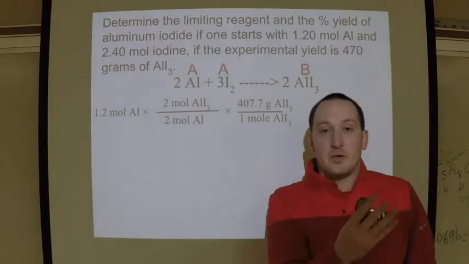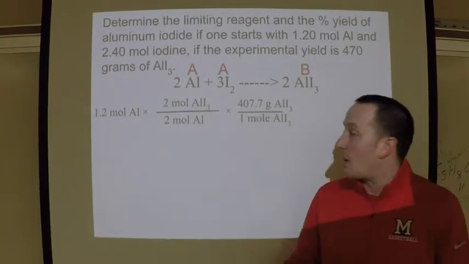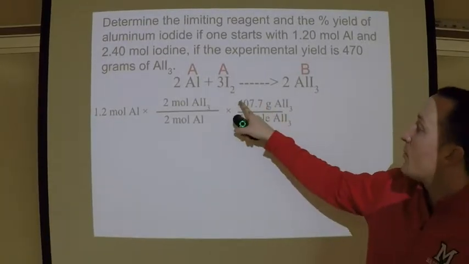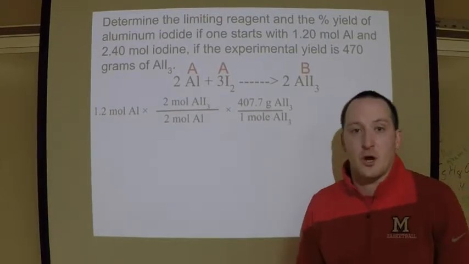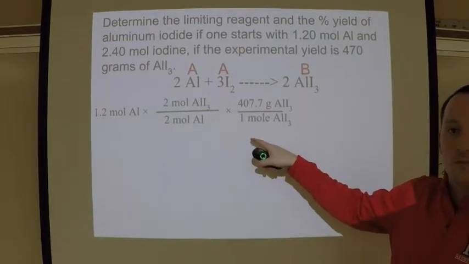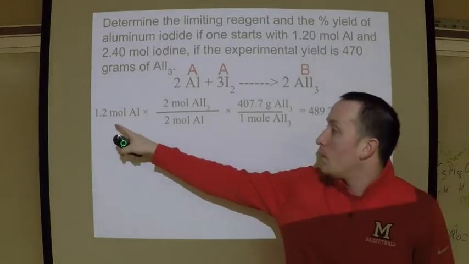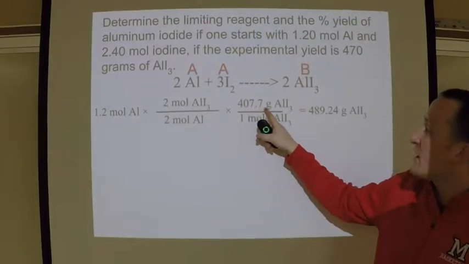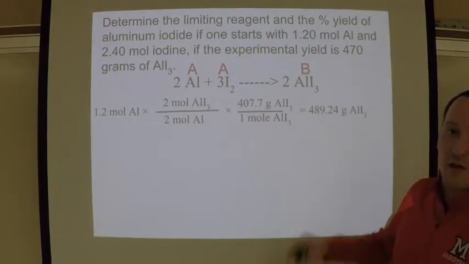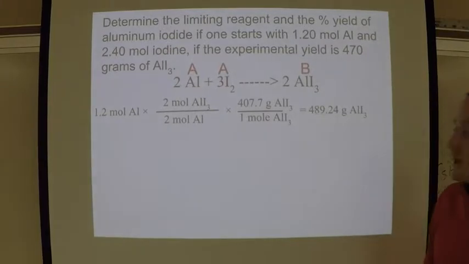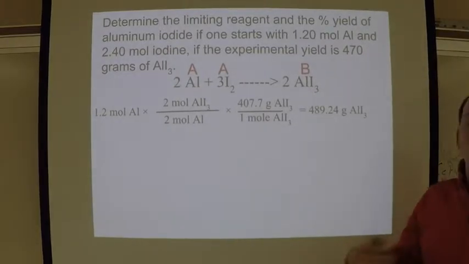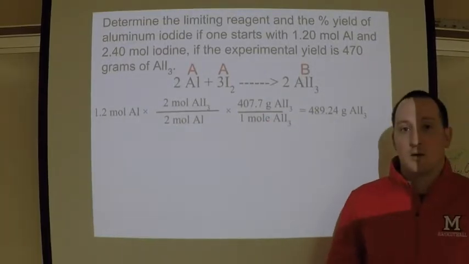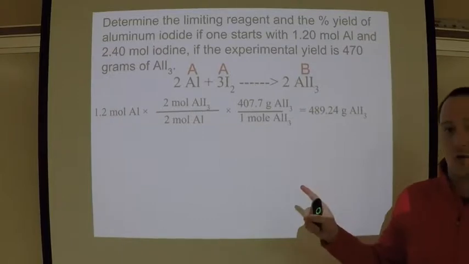Now I am in moles of B, so now I need to change to grams of B. How I change to grams of a substance is I multiply by its molar mass. Well, the molar mass of AlI3 is 407.7 grams for every 1 mole. So I am going to do 1.2 times 2 divided by 2 times 407.7. That gives me how many grams of AlI3 I should produce. And that's 489.24 grams. Now, a lot of students, this is what you've been doing in stoichiometry so far, and you just say, oh, this is how much I should get. But we don't know that for sure.